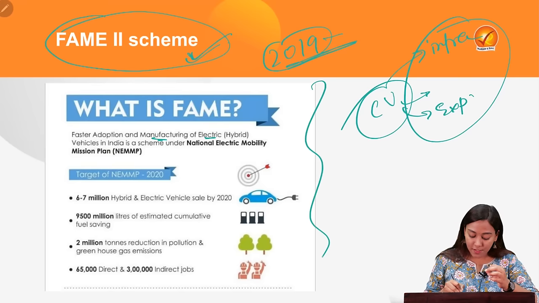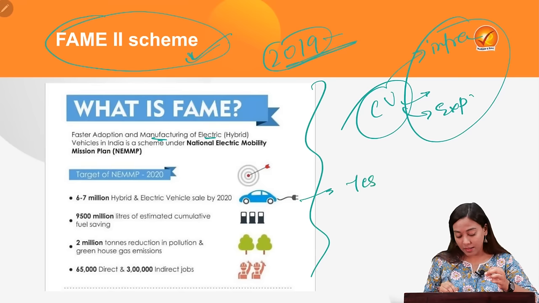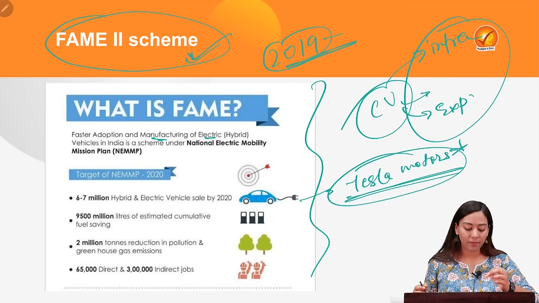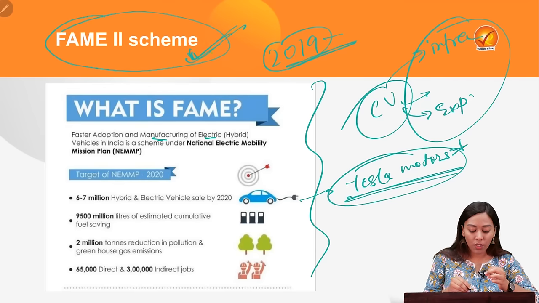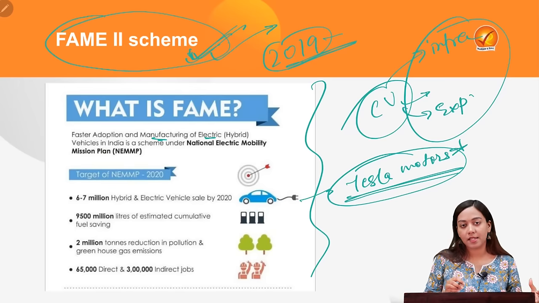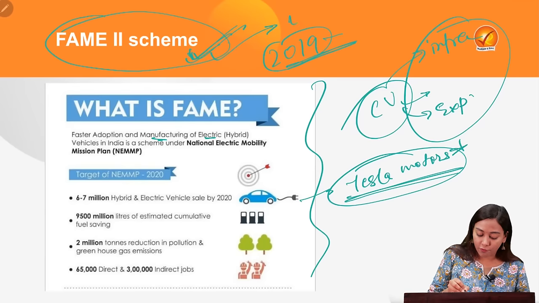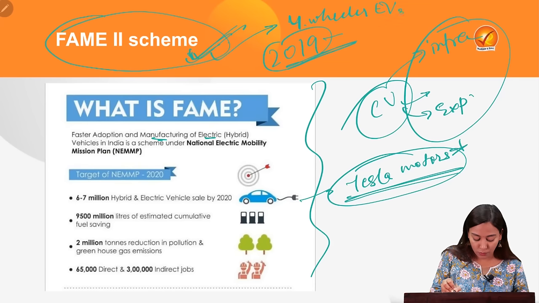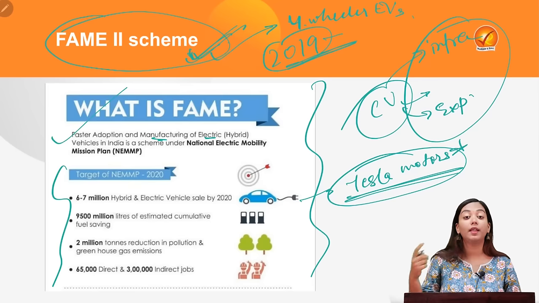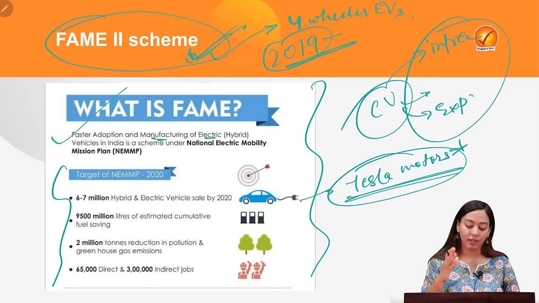The FAME scheme is specifically in the news because Elon Musk is coming in. Tesla Motors probably will be setting up some investments. So in order to make the environment more conducive for him, there's talk about the FAME scheme and how we can enhance or liberalize our FDIs and our investment attractiveness specifically in four-wheeler electric vehicles. So this was the news. And we have also read about the FAME scheme. Please remember, this is not by the Ministry of Electronics. This is by the Ministry of Heavy Industries.